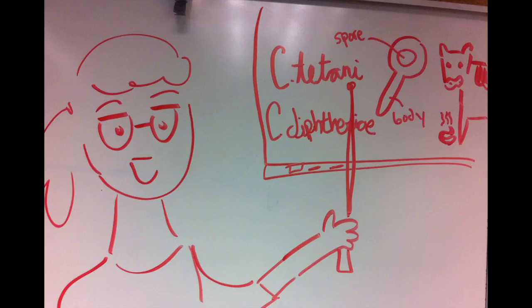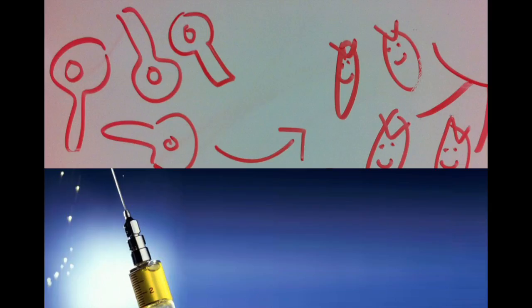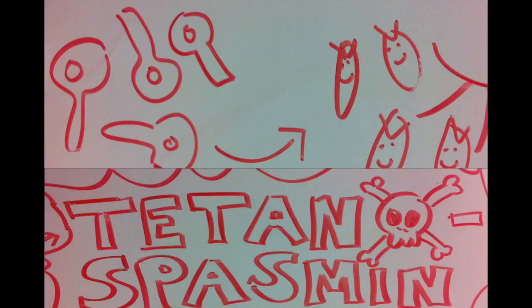We'll start with C. tetani. This bacteria is found mainly in soil and animal intestines and feces. The spores get into a human body, usually through a puncture wound. The spores then mature into the vegetative active form and release the toxin tetanospasmin.